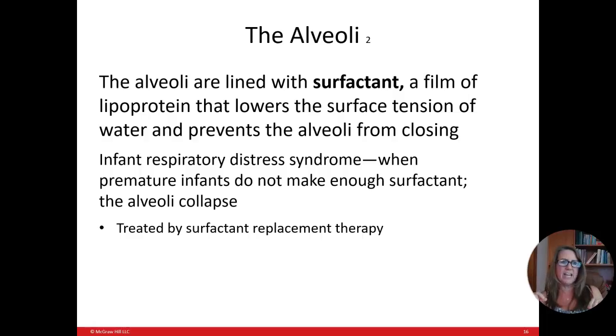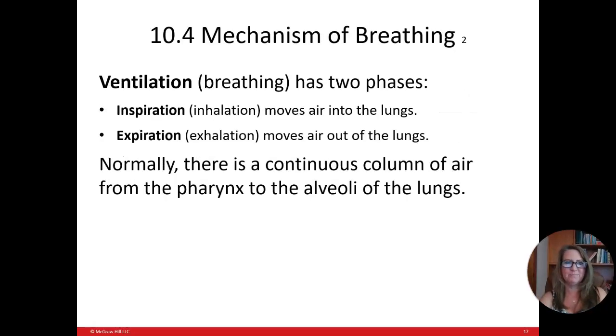Now, an infant that has respiratory distress syndrome, it's often with preemies, but essentially what we will do is we will give them surfactant replacement therapy. So essentially putting surfactant down into the trachea so that they have that. It will help pop open those alveoli and then allow for the gases to exchange more freely.